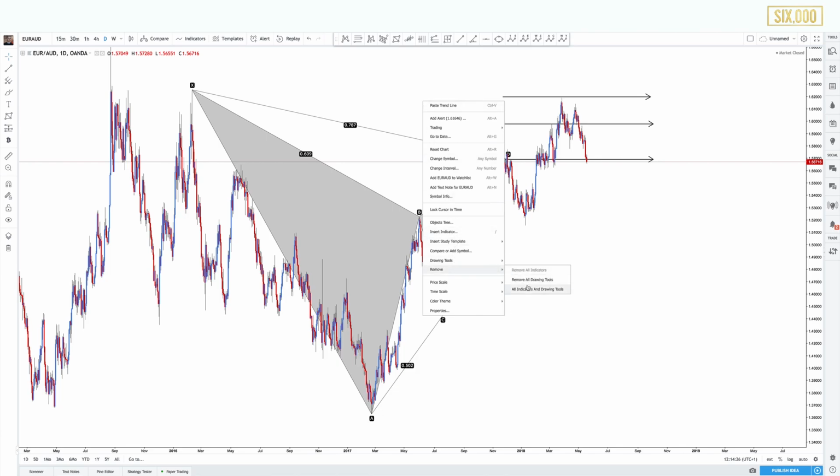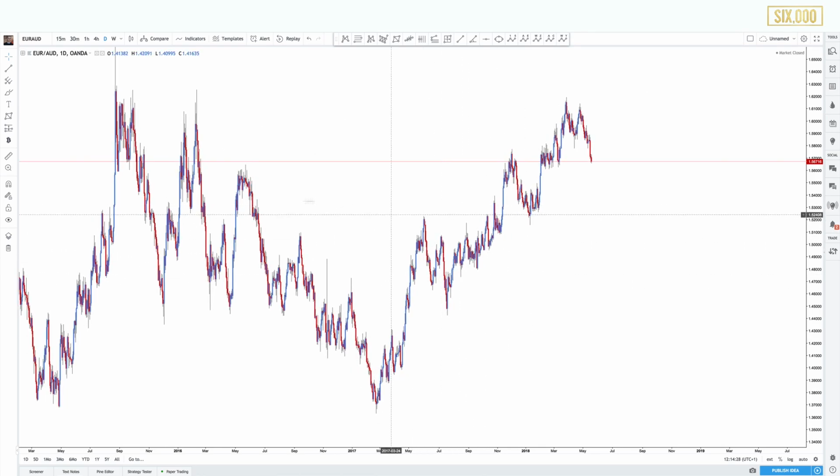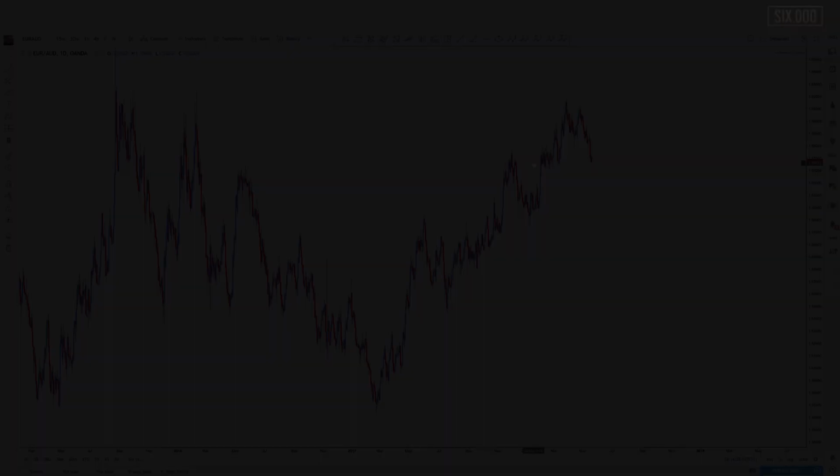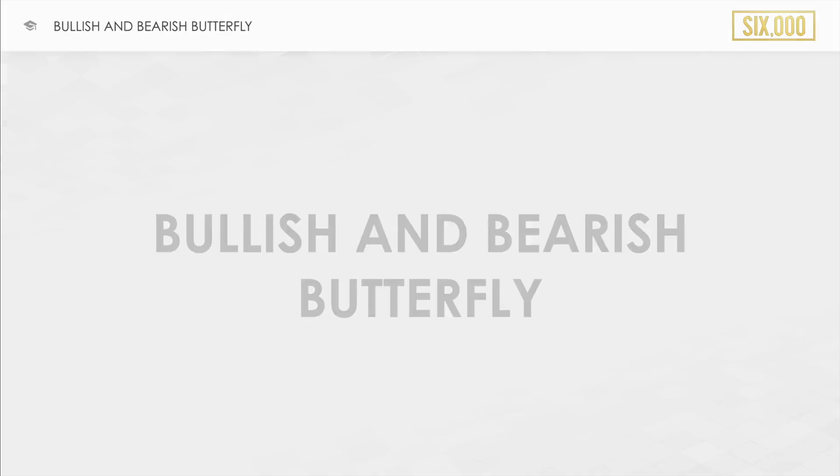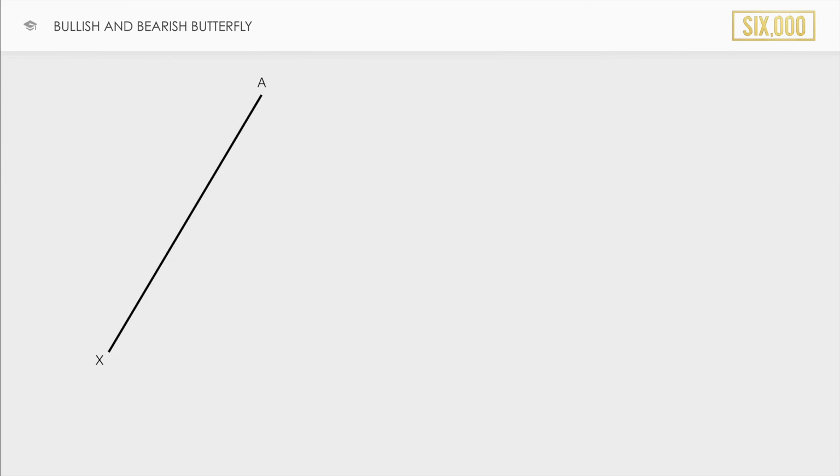Now, our next formation we want to look at, our next topic, is the bullish and bearish butterfly. And this is a formation that I gave you the example with the 0.786 B point. So let's head back onto the slide and cover those formations. The next formation we're going to be looking at is the bullish and bearish butterfly. And first of all, we've got a bullish butterfly.